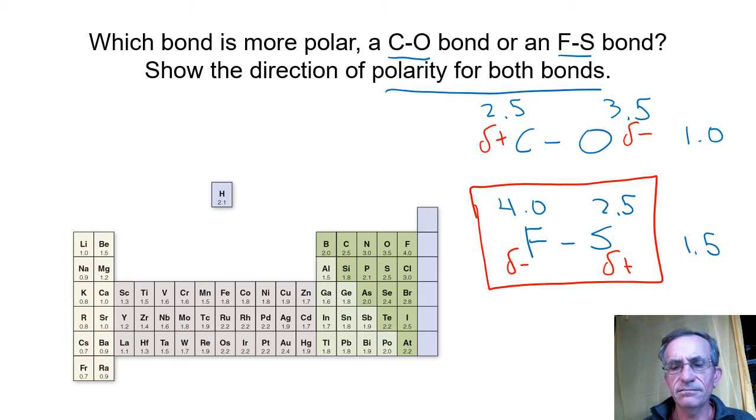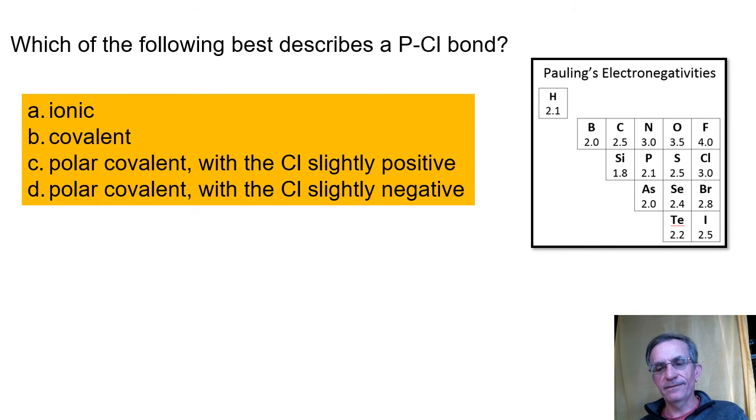All right, with that, let's have you try one. I can't do everything, can I? You got to do something. All right, one for you to think about. So let's say we had a bond between phosphorus and chlorine. Now, I put up the electronegativities. I don't have the whole thing up, just a part of the periodic table. So let's imagine there's a bond between phosphorus and chlorine.